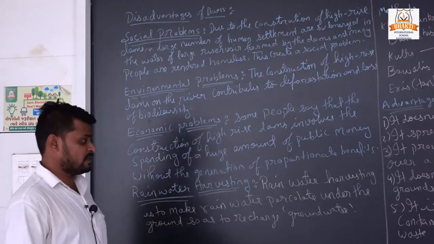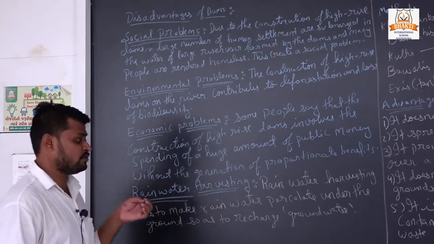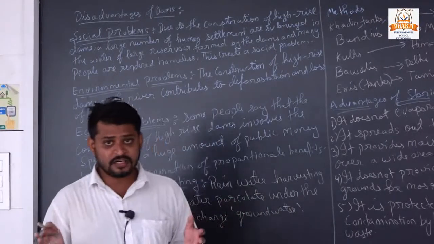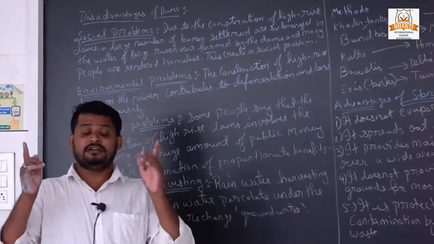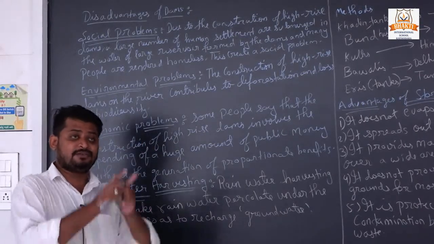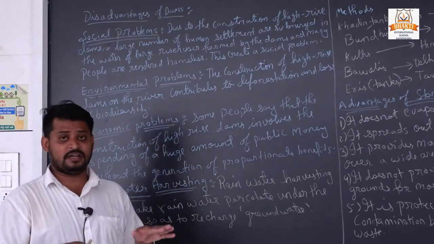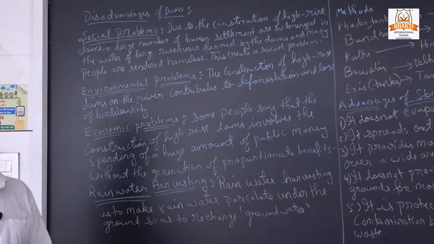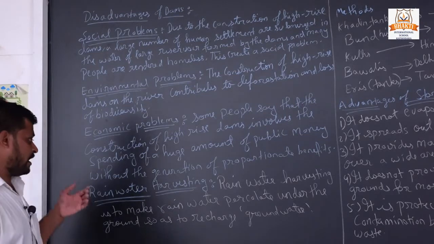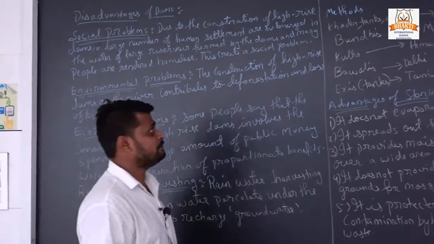What is rainwater harvesting? Rainwater harvesting is to make rainwater percolate under the ground so as to recharge groundwater. It means we have to make a tank that collects the rainwater, and it transfers the water through that tank to the ground directly. So the level of groundwater will rise and fresh water will be available for drinking purposes. So everyone has to make rainwater harvesting at home.